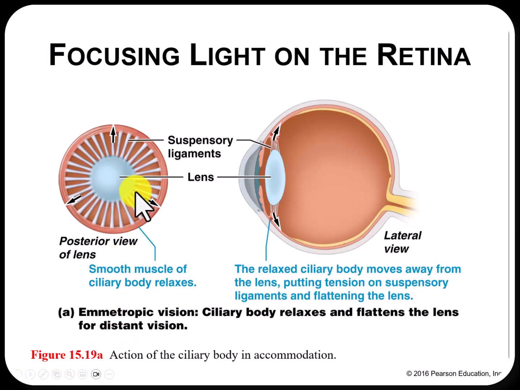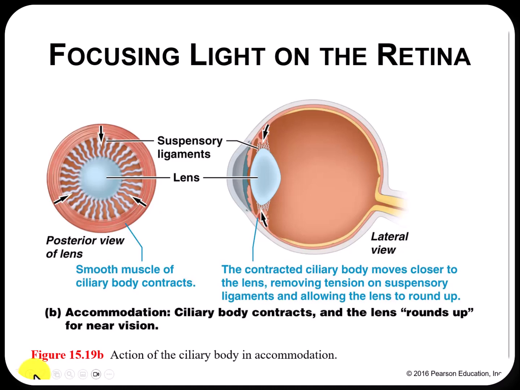And so here you can see the ciliary process. The ciliary body, with the suspensory ligaments hooked to it, holds the lens in place. When the smooth muscles of the ciliary body relax, it moves away from the lens, putting tension on the suspensory ligaments and flattening the lens. So, pulling away. And then when you need accommodation, the ciliary body contracts and the lens rounds up for near vision.